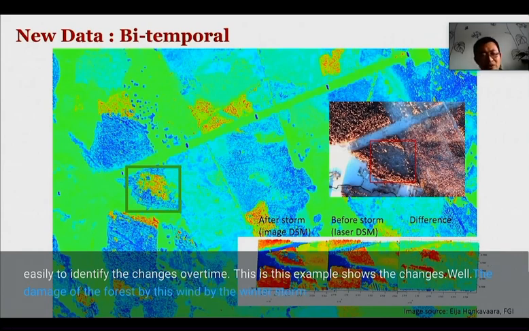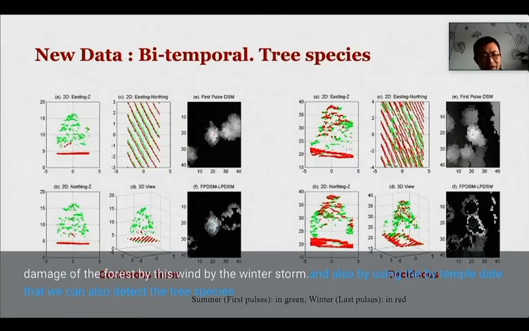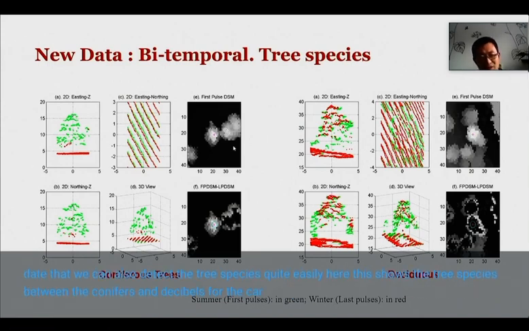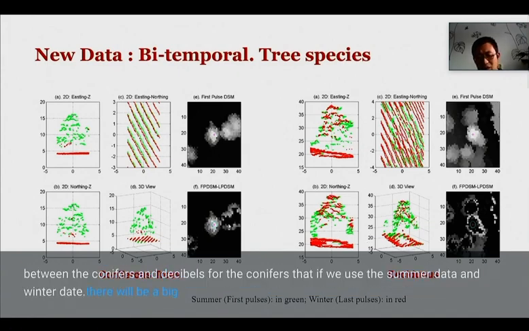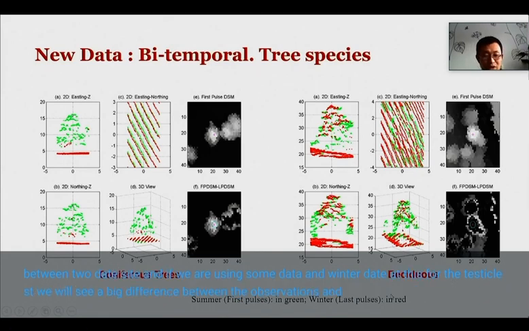And by using bi-temporal data, we can also detect the tree species quite easily. This shows the tree species, conifers and deciduous. For the conifers, if we use the summer data and the winter data, there will be only a small difference between the two dates. And if we use summer data and winter data for the deciduous trees, we will see a big difference between the observations. Here we use the first pass data and the last pass data to simulate the winter and summer data. For different points of time, it can be applied equally.